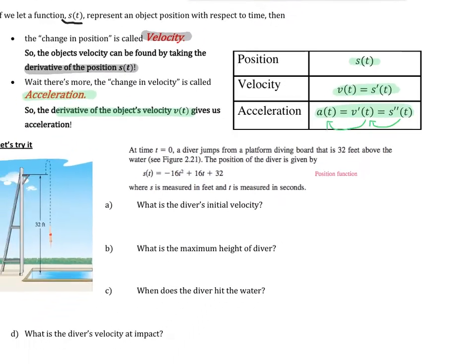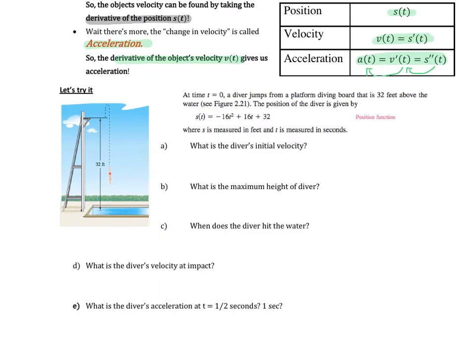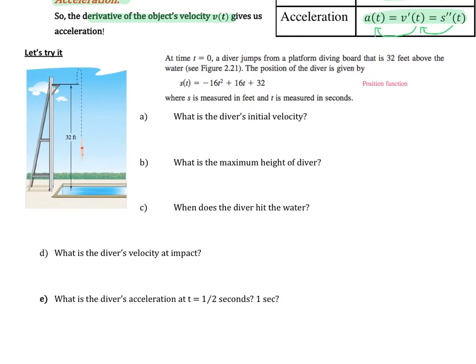All right. So let's try this out. Let's answer some questions about this. Here we've got a diver who's diving off of a diving board. So here's a function that represents the diver's height. At time 0, he's at 32 feet high. So if you plug in 0 here, you'll see that the position is 32, because that's where the platform is. And we want to figure out what his velocity is and some other things. Units are important here. So notice that t is measured in seconds, and the height is in feet.